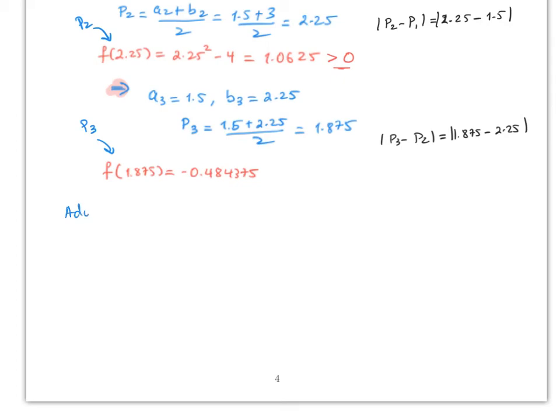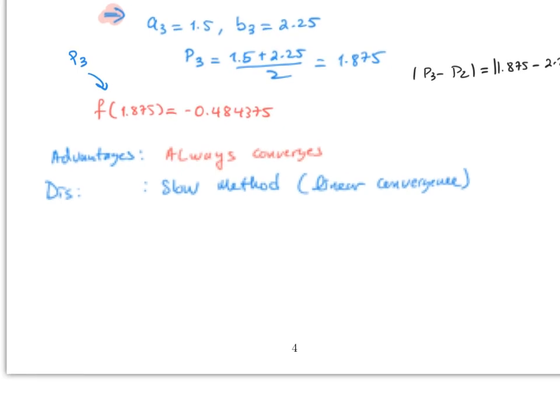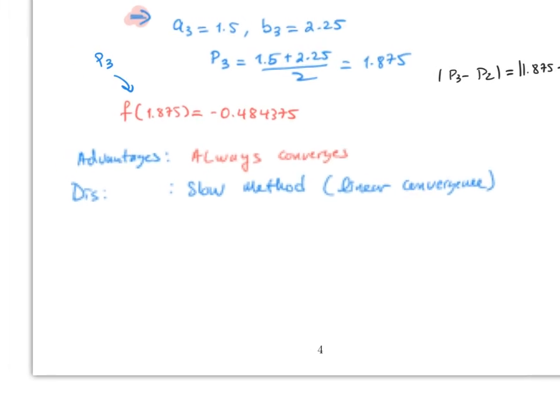Now the advantage of this method is that it always converges, which is not the case for other methods. But the disadvantage is that it's slow. So it's a slow method, and it actually has linear convergence. But if you start in the right place, the method could be a little faster. So it all depends on where you start. But it doesn't matter where you start, it's going to converge. But if you pick the right place or the right starting point, it may go a little faster.